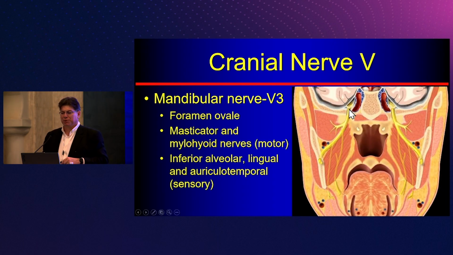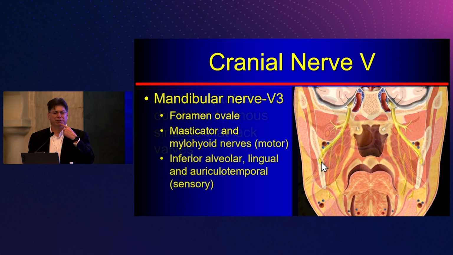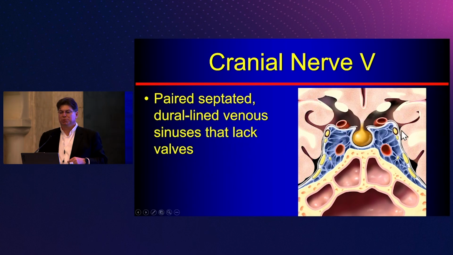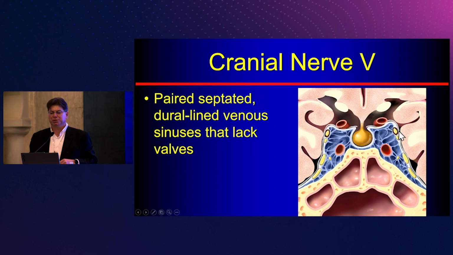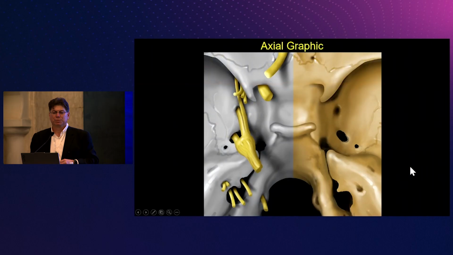So V3 is going down through ovale inferiorly, and it goes over to the mandible at that level, and then it comes out the mental foramen anteriorly. So we think about at the level of the cavernous sinus, these valveless venous sinusoids, you have cranial nerve 3 in the oculomotor cistern, and then 4, and V1 and V2 are down the lateral dural surface of the cavernous sinus at that level.